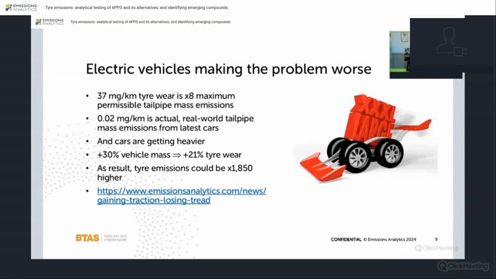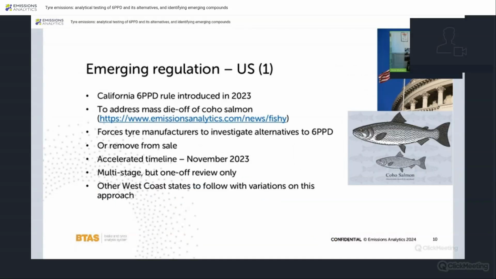If the mass die-off of the coho salmon wasn't enough, what is also spicing up the topic is the role of electric vehicles, but also heavy vehicles more generally, and the declining emissions from tailpipes. In various experiments we found that a typical electric vehicle is about 25 to 30% heavier than the equivalent internal combustion engine vehicle, and it leads to about 21% additional mass in terms of wear rates. That could equally apply to a very heavy pickup truck compared to a standard vehicle. At the same time, there is now virtually no particle mass coming out of the tailpipe, so we're talking about 3 orders of magnitude more mass coming off tyres in typical operation than out of the exhaust pipe. So that's why it's an issue.